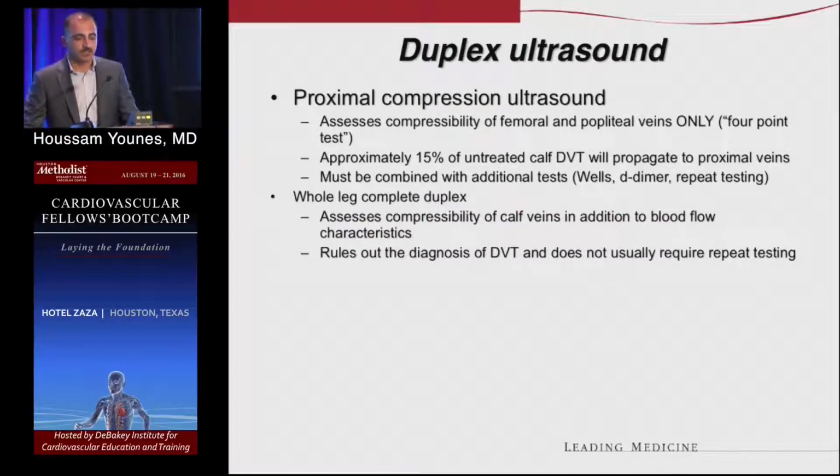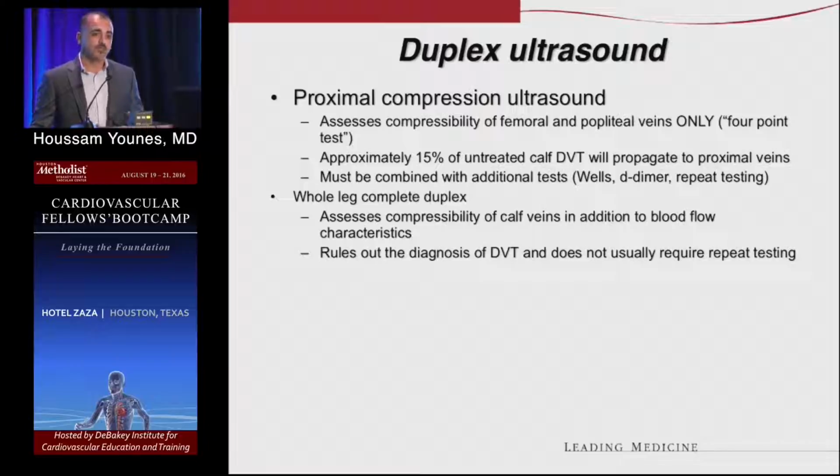Ultrasound, the gold standard. You can perform proximal compression ultrasound or whole leg ultrasound. The proximal compression ultrasound is 4 points only. You compress on the femoral veins and the popliteal veins. You can do it yourself. You don't need the vascular lab. However, you can miss calf DVT, of which 15% can propagate into proximal DVT.